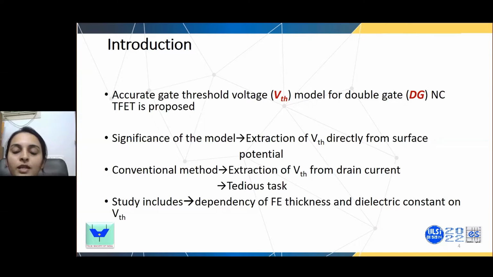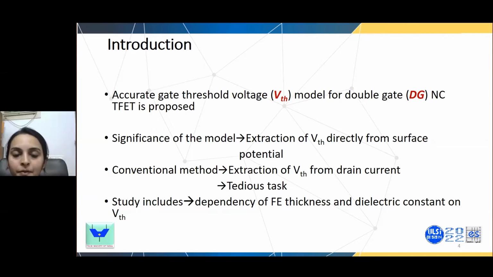The significance of this model is that in the conventional method, we have to extract the threshold voltage from the drain current. And drain current modeling is a tedious task. Firstly, we need the surface potential model. And from that, we have to take the derivative to get the electric field. And using the electric field, you have to solve the Kane equation. And that Kane equation will give you the tunneling generation rate, and then we take the volume integration. And this volume integration is a very time consuming thing, to get the drain current. And from the drain current, we can extract the threshold voltage. So this is the typical, conventional method.